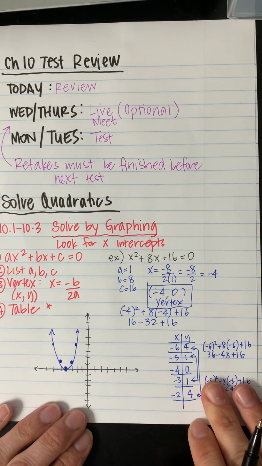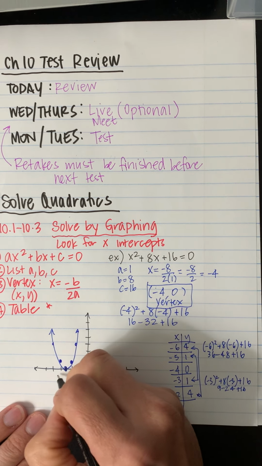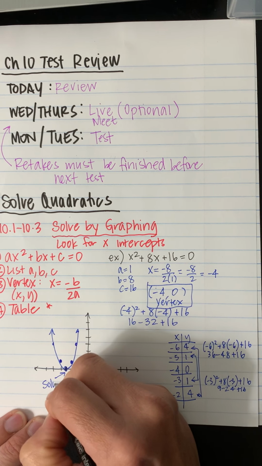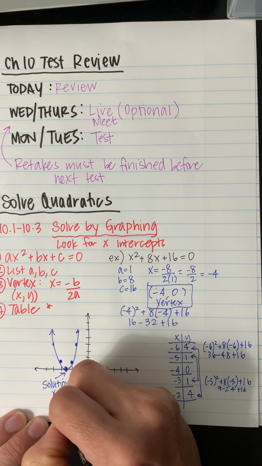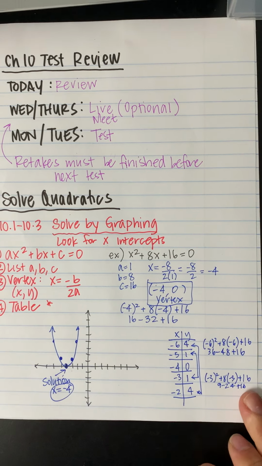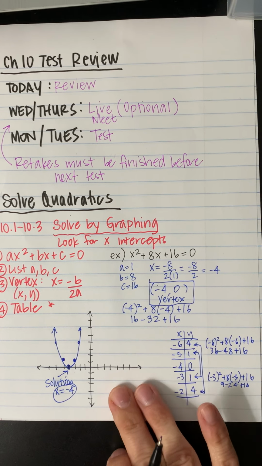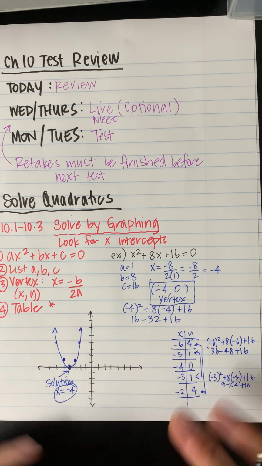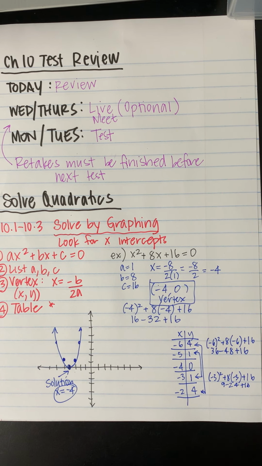So there's our parabola. And again, if I was looking for my solution, it's the x-intercept. So there's only one in this case. So the solution would be x equals negative 4 if I was solving this. But I will in the test ask you to do some graphing like this without having to do any solving maybe. So just being comfortable with the graphing that comes with that as well.